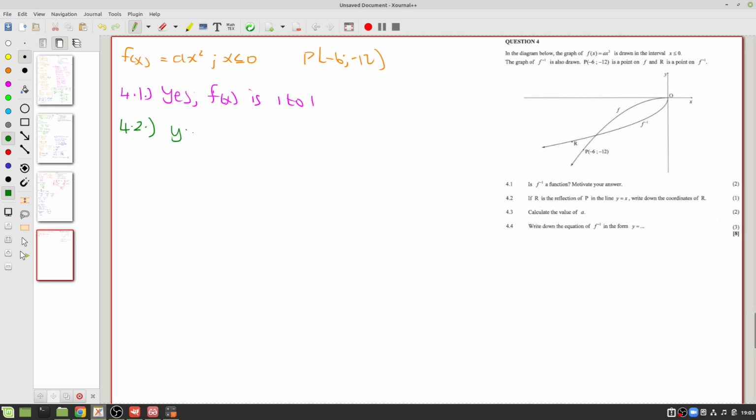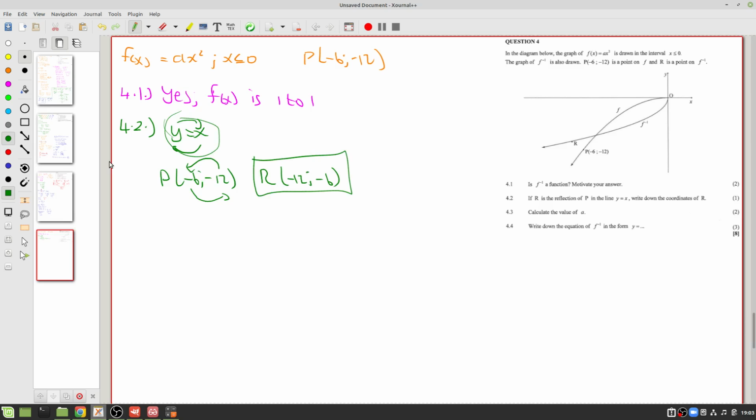Okay, so if we reflect something in the line y equals x, then y just becomes x and x just becomes y, because y is x and x is y. So if we look at P, it was (-6, -12). Now for R, all we need to do is swap: the y becomes our x, so -12 becomes our x value, and -6, which was the x, becomes our y value. So that's all we do, just swap x and y, because it's the reflection in y equals x. Swap x and y, and this is our point for R.